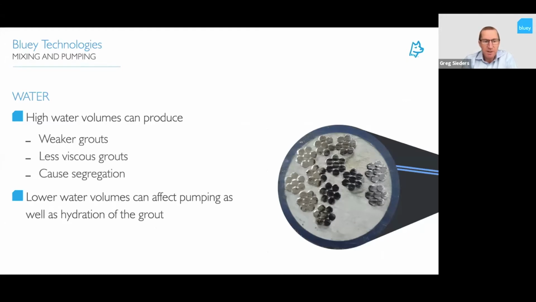And then on the other end, lower water volumes can affect pumping as well, because it's not as viscous a grout. They can also hurt the hydration of the grout. If you don't have enough water in your product, this can cause the strength gain to stall at a certain period of time. So you need a certain amount of water to hydrate all your cement particles.